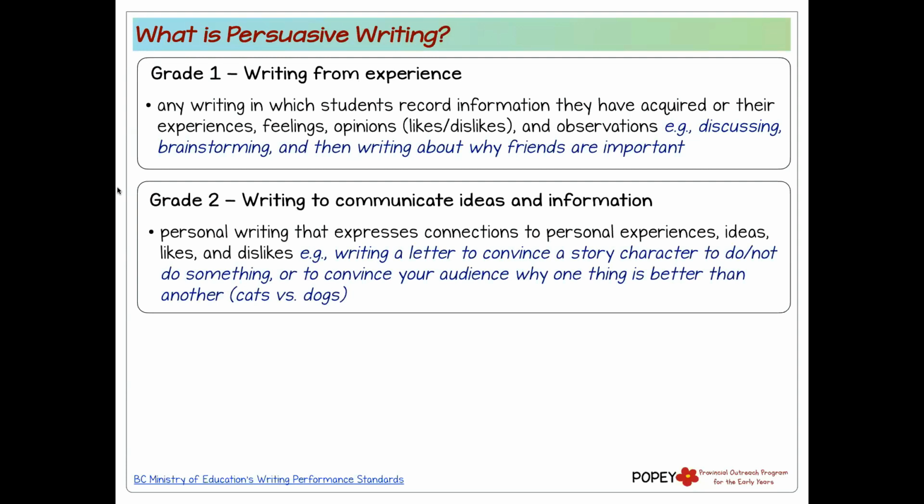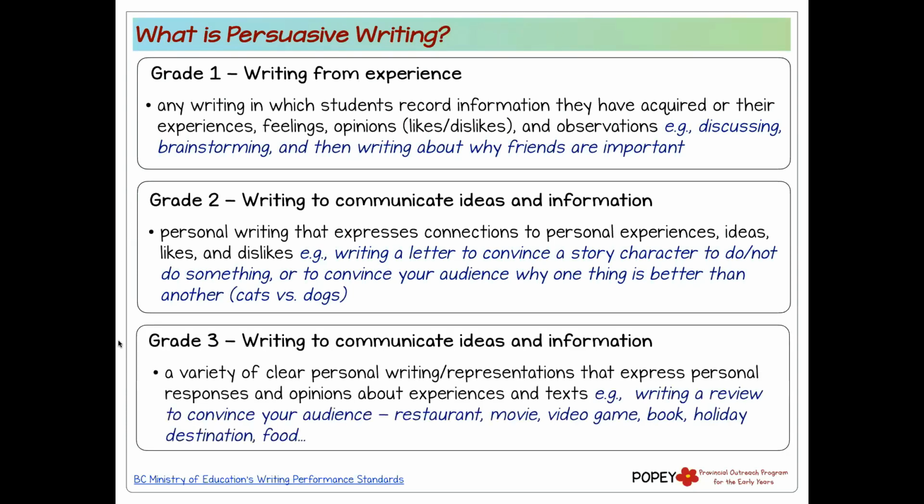And then in grade 2, that becomes writing to communicate ideas and information. So it's a little bit more complex, but the same thing. It's expressing their connections to personal experiences, ideas, likes, and dislikes. So here, it might be writing a letter to convince a story character to do or not do something, like if you're trying to advise the pigeon not to stay up late or eat the hot dog, or convincing an audience why one thing is better than another. So those are just some examples of what that might look like in grade 2.